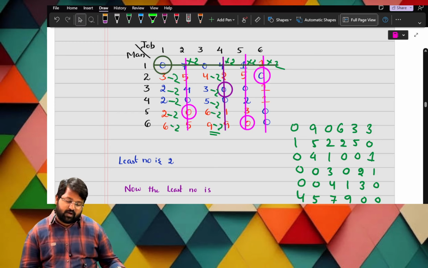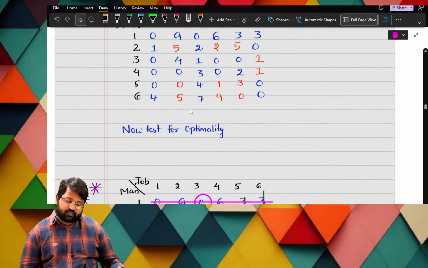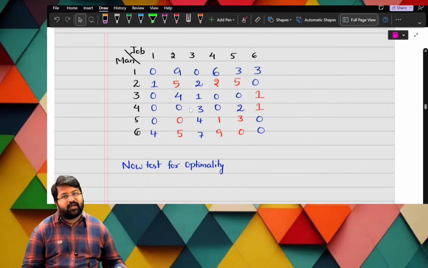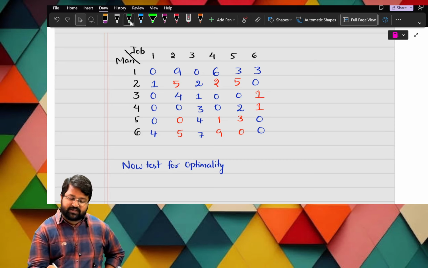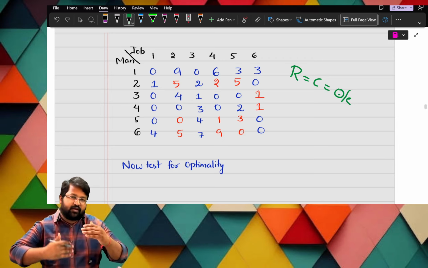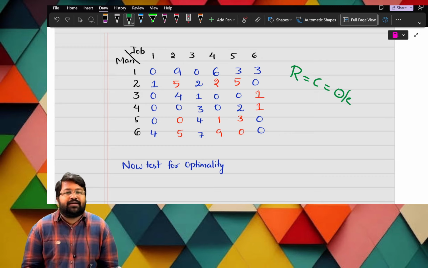So check it properly, ma. Do improvement. Okay, pause it and do the improvement. Now, this is the end result of my improvement. Okay, sir, we have done improvement. What is the next step now? We have to check for optimality. Till we reach, what is the equation? Row equal to column equal to circles. We have to do improvement, improvement, improvement, test for optimality, improvement, test for optimality, till then. So now you go with a test for optimality.